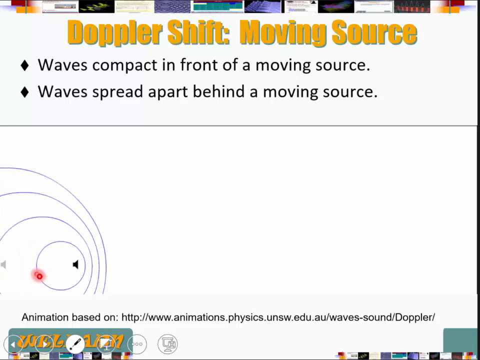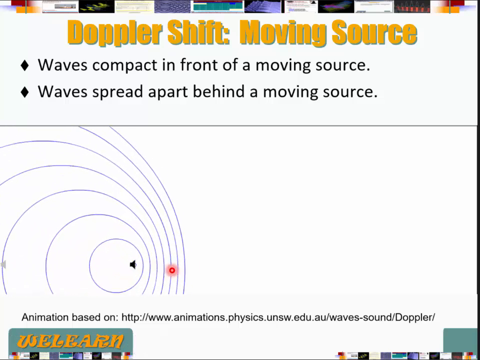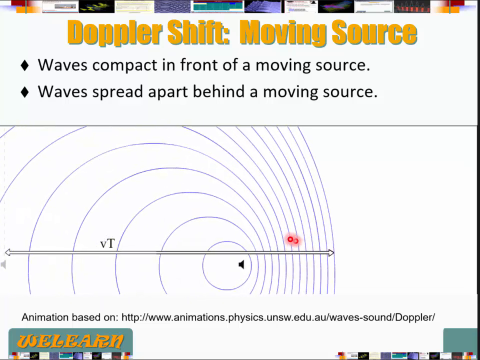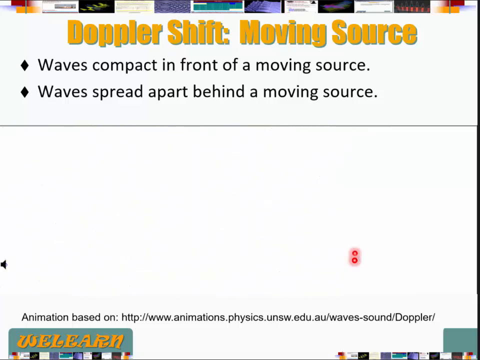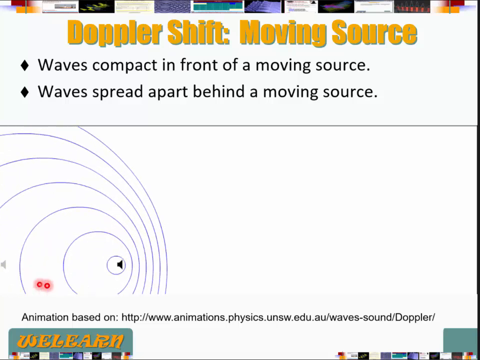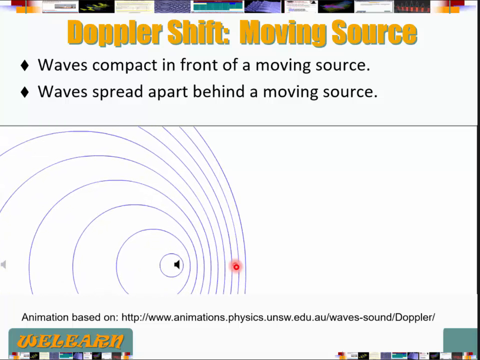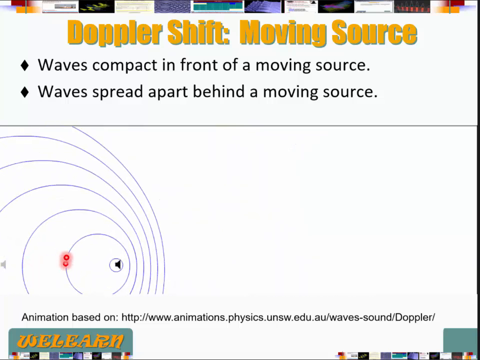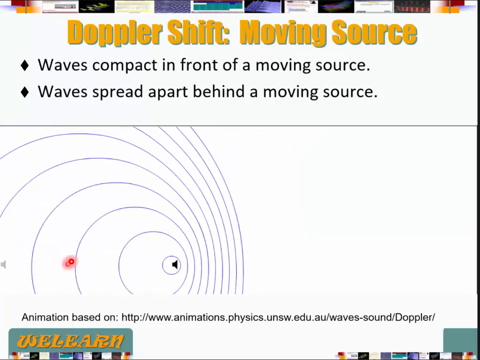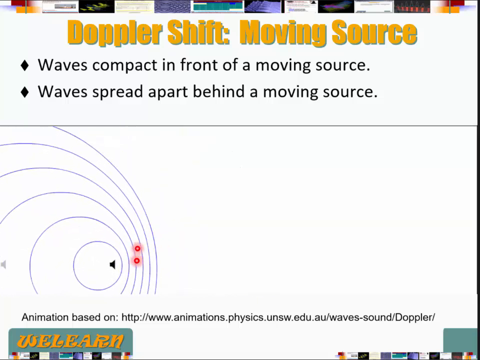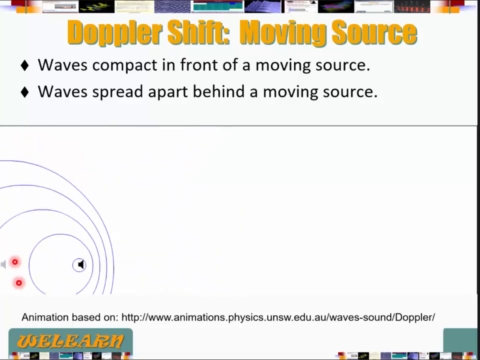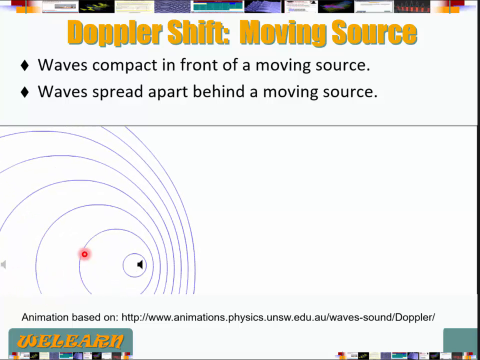However, if our source is actually moving, you notice that it is catching up with the wave fronts it's producing. So the wave fronts are compacting in front of the source. Notice them here. But then they are spreading apart behind it. So an observer up front is going to see a higher frequency. An observer on the back is going to see a lower frequency. Again, an observer up front is going to see more frequent wave fronts. An observer on the back is going to see the wave fronts less frequently.